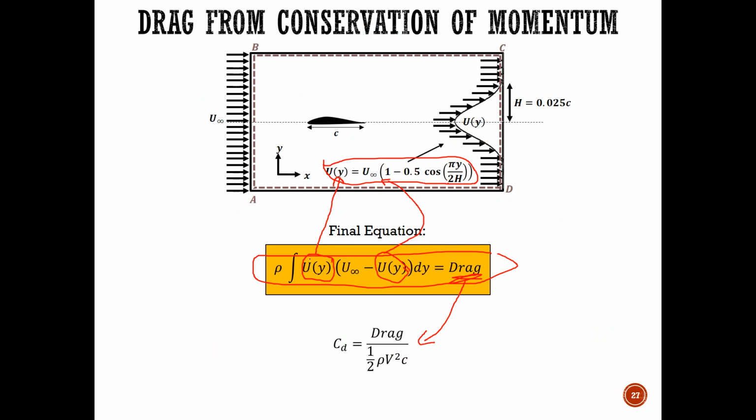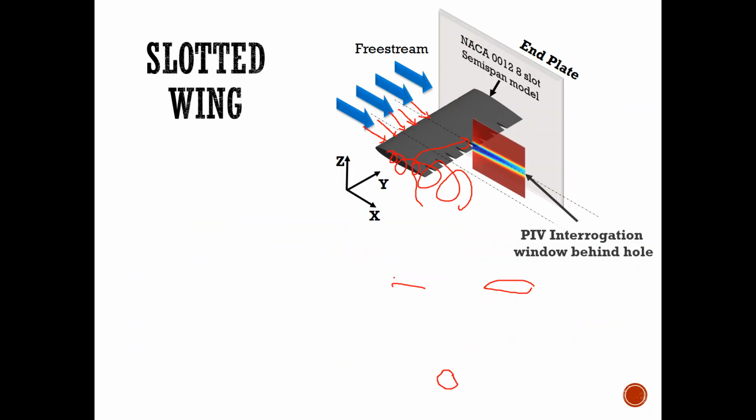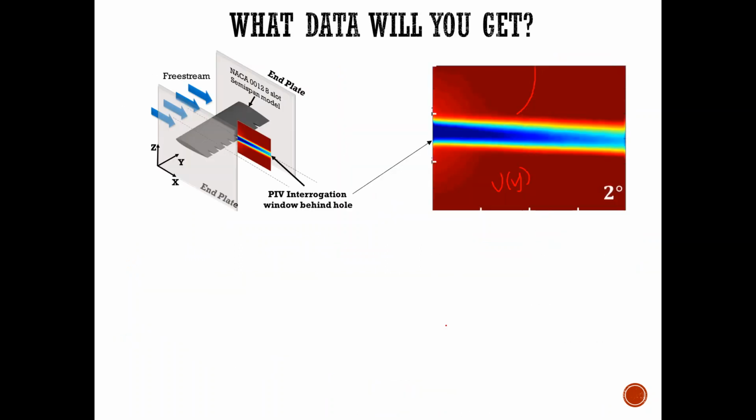So here you have u of y as an equation, but in the second question, your u of y is basically this profile right here. Now these are non-dimensional, u by u infinity and z by L naught. Your L naught here is basically the wake half width. So that just means how my wake is actually growing, what the thickness of my wake is, okay?